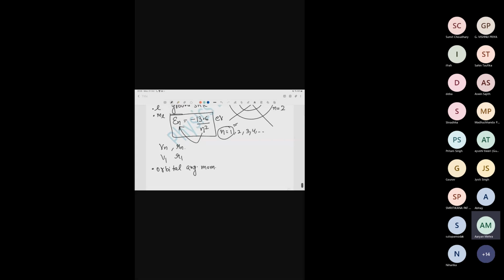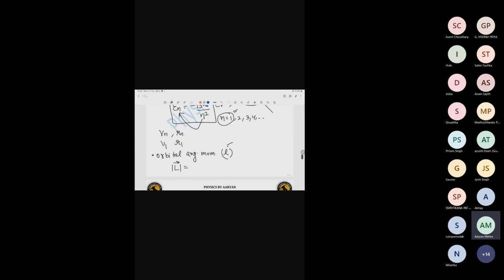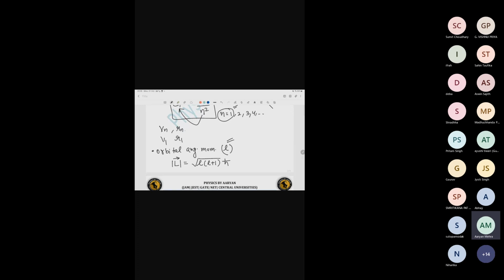So to know this orbital angular momentum, we needed this quantum number. Now, can anyone give me a formula for the magnitude of an angular momentum and this small quantum number L? Very simple, direct formula. Sir, the square root of L into L plus 1, times h cut. Yeah, this. Everyone agree with this formula?